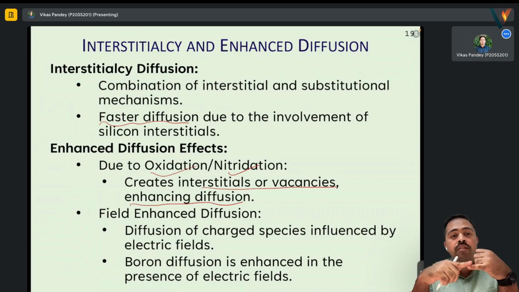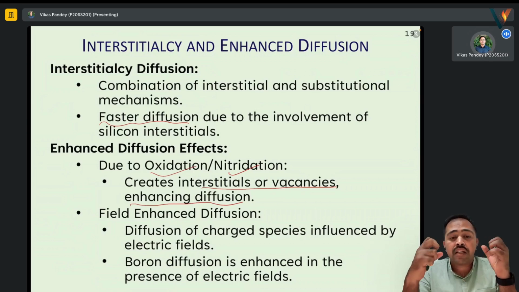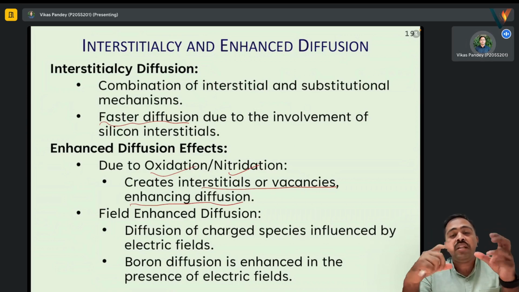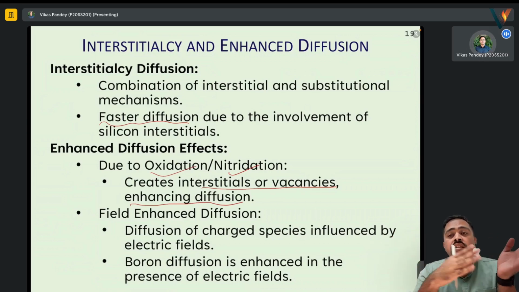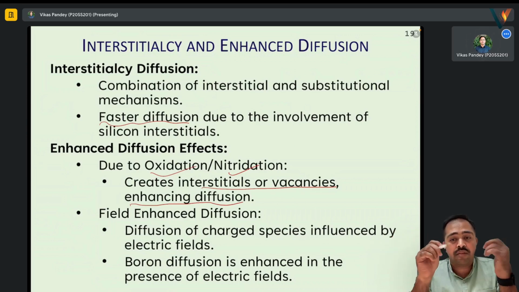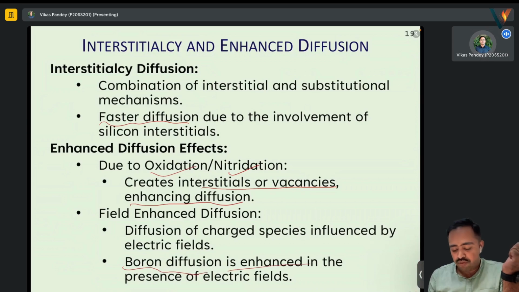Another way is using field enhanced diffusion. So we are using an electric field, with the dopants being charged. Since they have charge, their diffusion will be enhanced due to the presence of this electric field, and it is done in the case of boron diffusion. Due to the presence of the electric field, diffusion is enhanced, and that makes it faster.